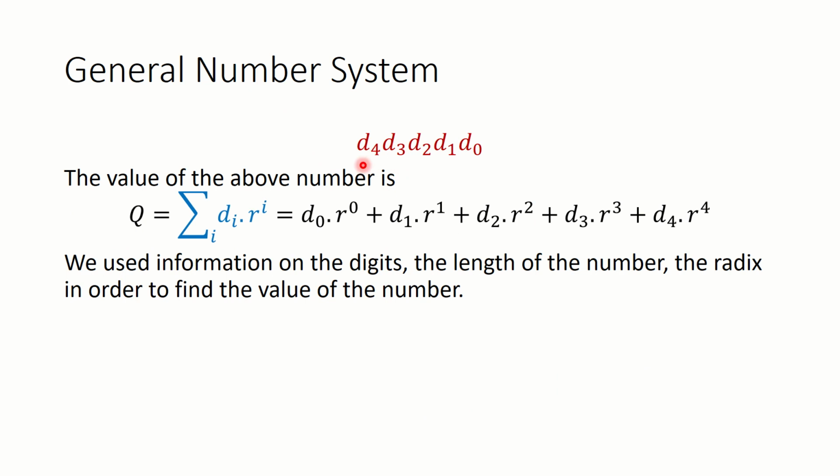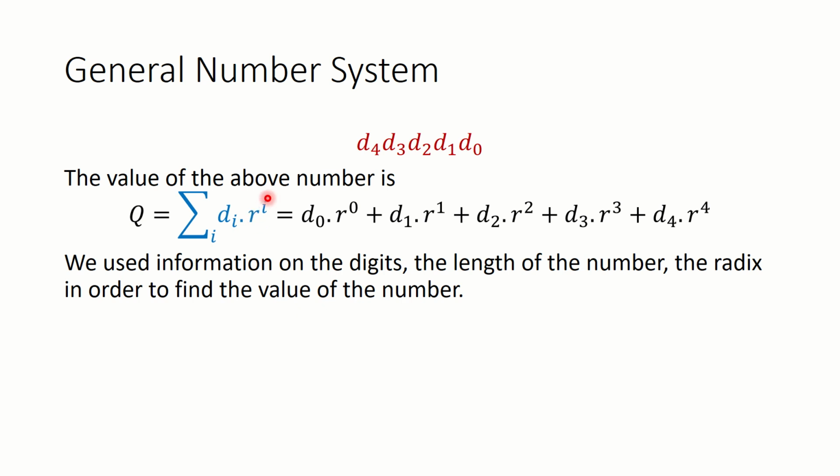And for a general number system, if the radix is represented as r, so for any general number system where the radix is r, suppose this is the number in a general number system of radix r, then the value of this number is basically the summation of d_i times r to the power of i. So, that is all. Instead of 10 we write r there, that is all.